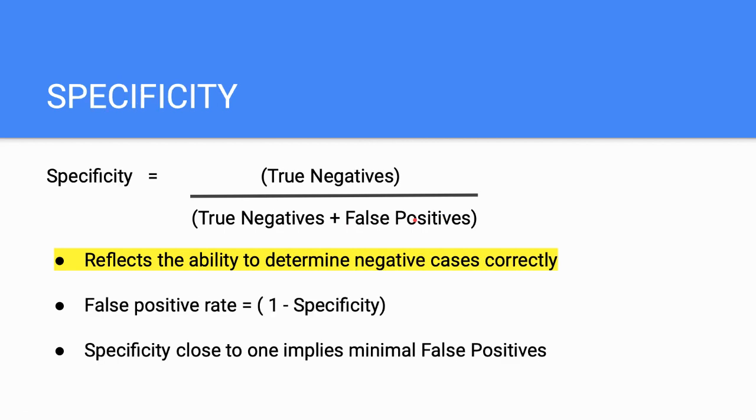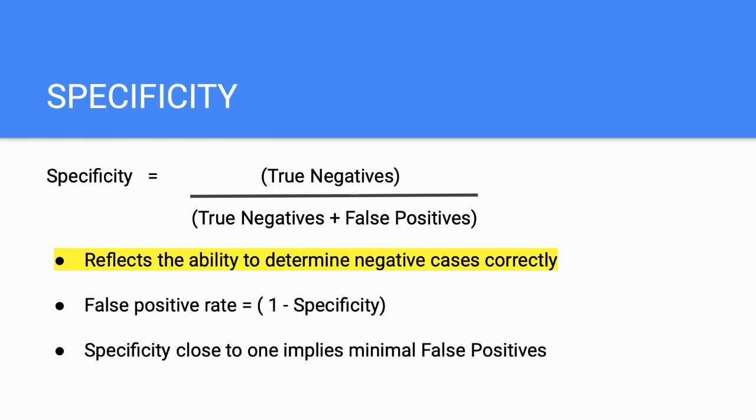Moving on to specificity. Specificity is the ratio of true negatives to the true negatives and the false positives. True negatives are where the cases are negative and the algorithm has confirmed it. A false positive is when the person doesn't have COVID-19 but the test or algorithm claims that he or she has COVID-19.